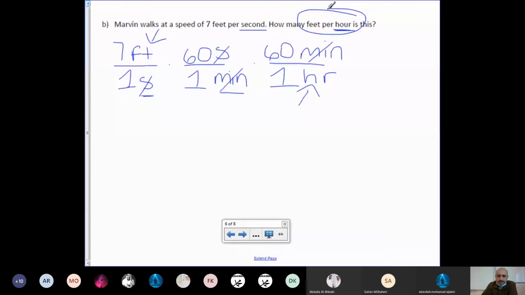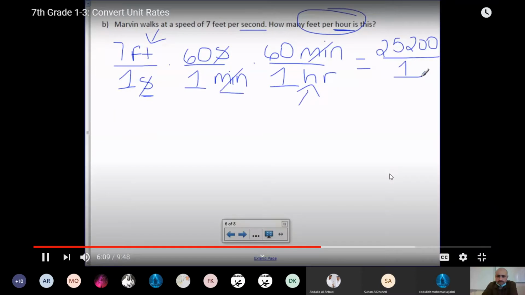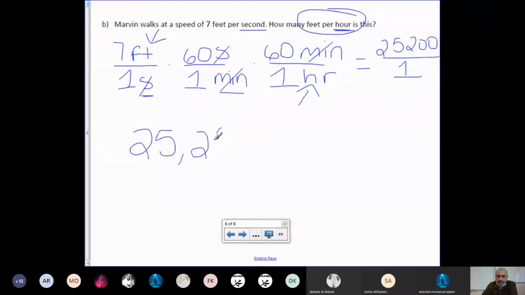Now we can multiply. On your calculator, multiply 7 times 60 times 60. You get 25,200 over 1 times 1 times 1, which is 1. Divide, and you still get the same answer of 25,200. And our units are feet per hour.